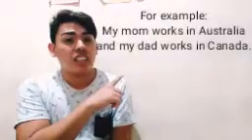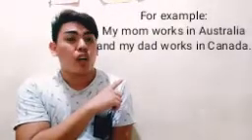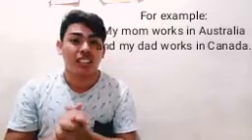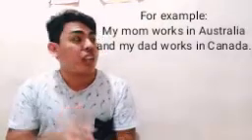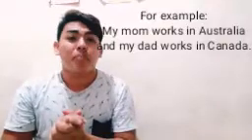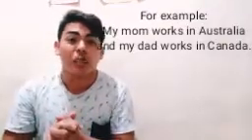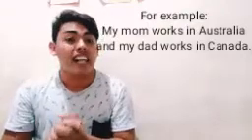Let's use the conjunction and for our example. My mom works in Australia and my dad works in Canada. As we can see there, we have two independent clauses in that given sentence. The first independent clause is my mom works in Australia, which can stand alone because it has a complete thought, it has a subject, and it has its predicate.